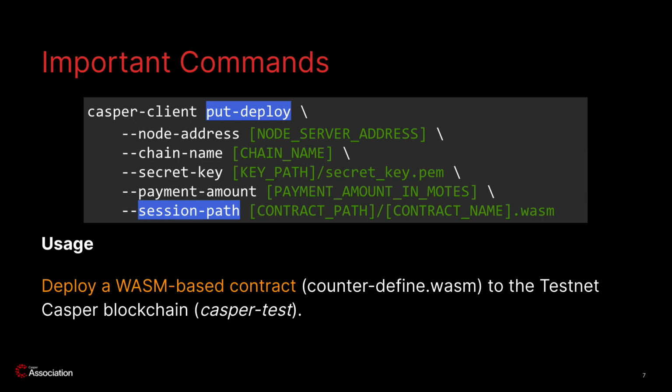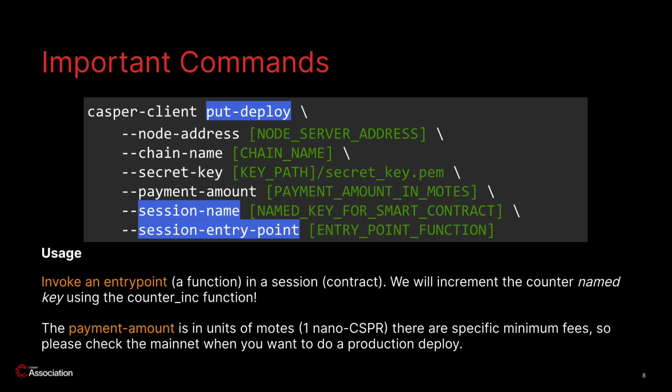The payment amount has to be a set minimum. This type of local testing is an excellent way to estimate how much gas fees your contracts will incur. In a moment, I'll show you how when I specify a low amount, the transaction gets rejected due to insufficient gas fees. Notice that this is still a put deploy command, but now we have replaced the session path argument with session name and session entry point. The session name is the name of a smart contract identified by the name key, and the session entry point is a function defined as part of the smart contract. This is how we can invoke a function on the chain.